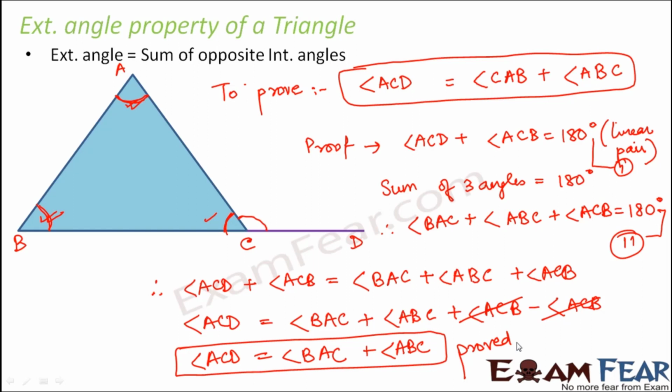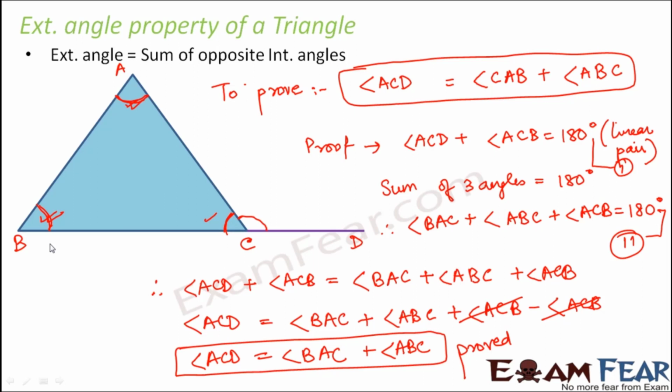So basically, the sum of these three angles of the triangle is 180. This plus this is 180, and at the same time this plus this is also 180. So we found that this angle is equal to the sum of opposite interior angles. Now see, these are very basic properties of a triangle, but they are very important. Like the sum of three angles is 180, and the exterior angle is equal to the sum of opposite interior angles.